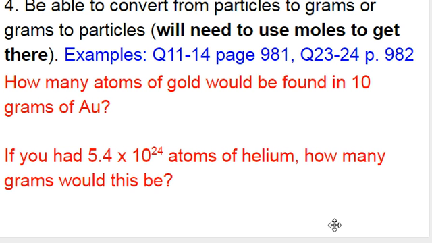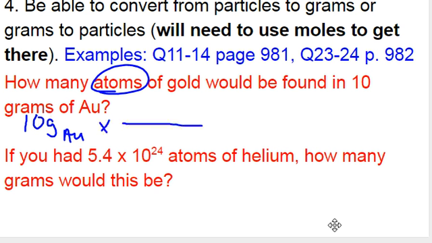So how many atoms of gold would be found in 10 grams of Au? Exact same process. Write down what I've been given, 10 grams of Au, and now I want atoms of gold. So I can't set up a converter with atoms and grams, so I'll do the next best thing. I'll set up a converter with moles and grams, and I know that 1 mole of gold contains 196.97 grams. So I go ahead and find out how many moles I have, or some of you maybe just go ahead and put your second converter right on here, but I'm going to go ahead and get my moles first.